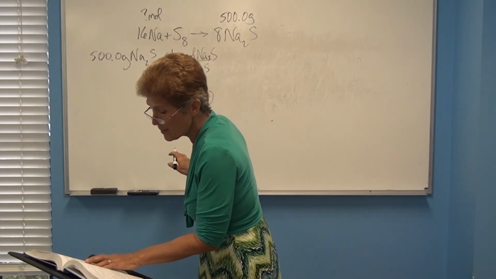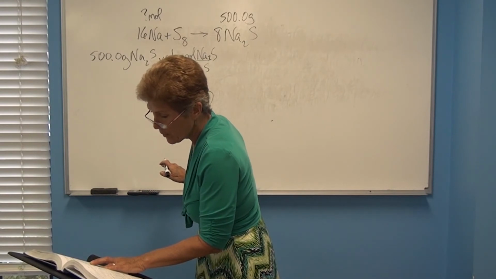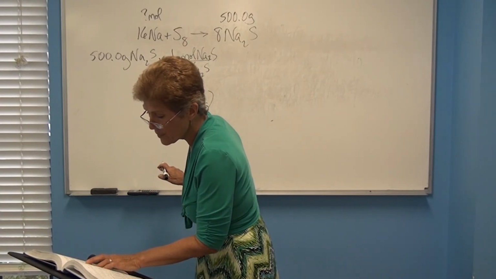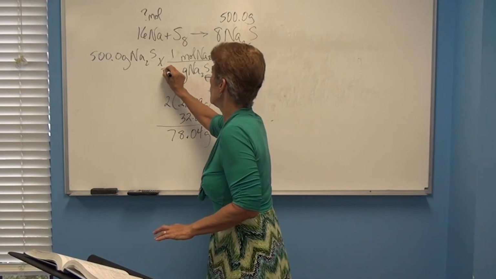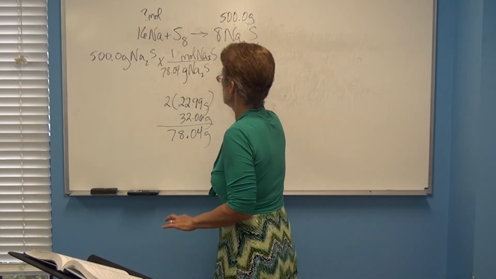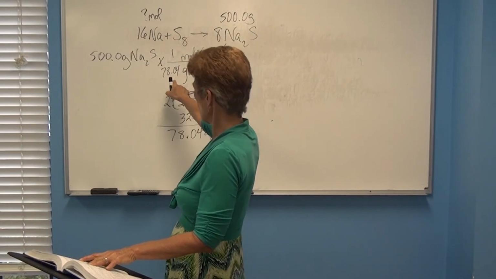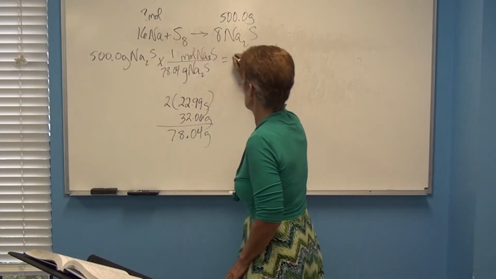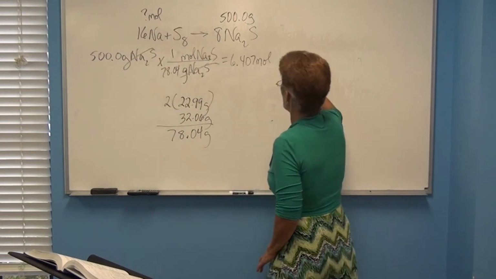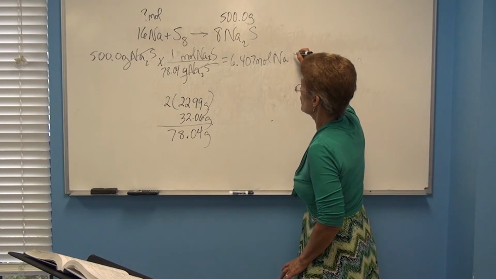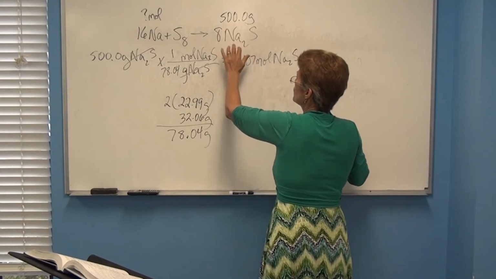Hopefully you guys have got this now. I don't want to keep doing these with you. I think you can follow this at this point. It's 78.04. So we're going to put 78.04 in here. Okay. And so that's going to give us 4 significant figures. So 6.407 moles, this leaves, of sodium sulfide.